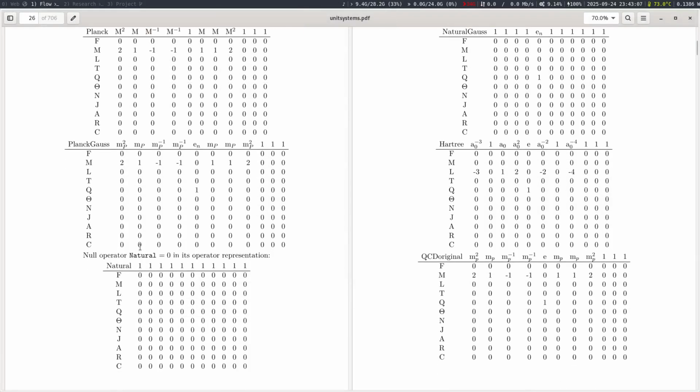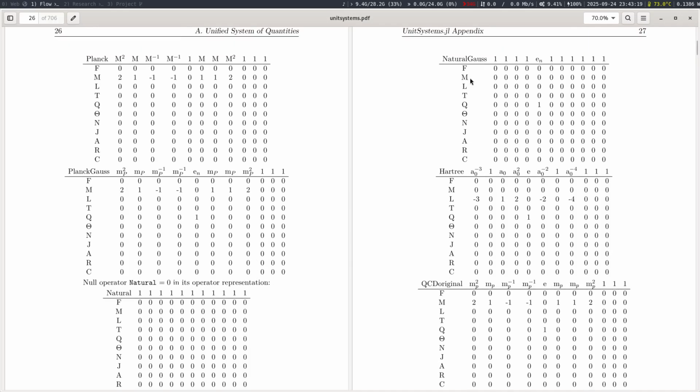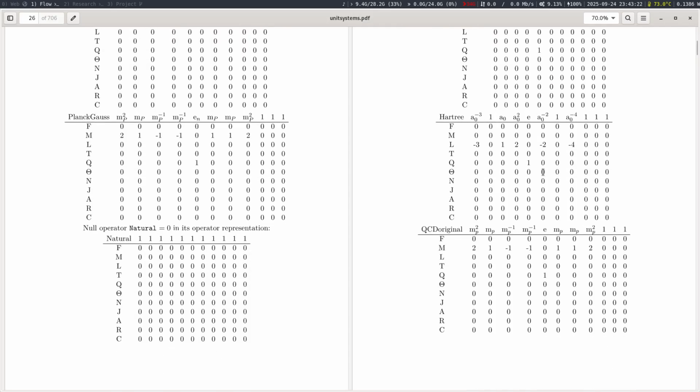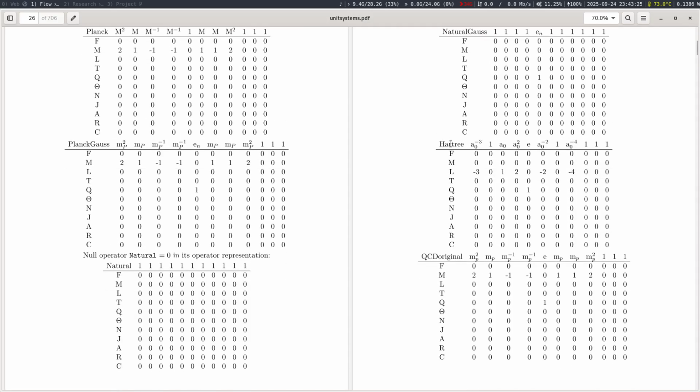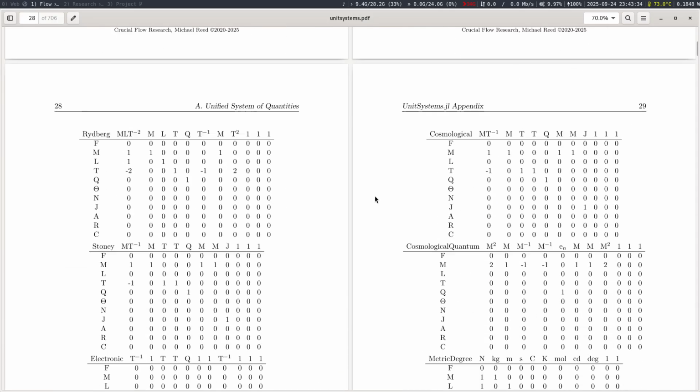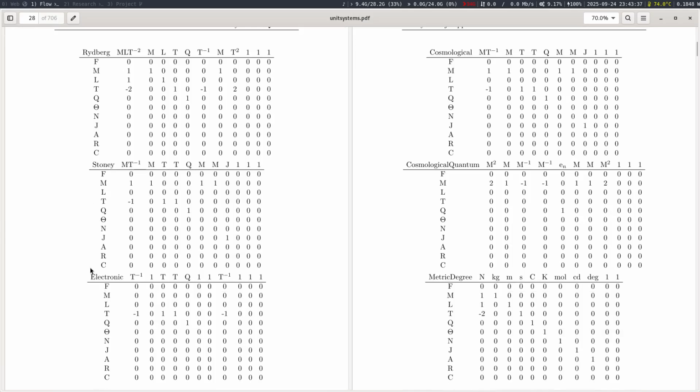If you research the formalism that I've provided here, you'll understand the significance of that. The natural Gauss system is another one of these. Then we have the Hartree system with the Bohr radius, and the elementary charge, and the QCD original, Rydberg, Stoney, electronic, metric degree. That's like the metric one, but including the degree unit instead of radians.